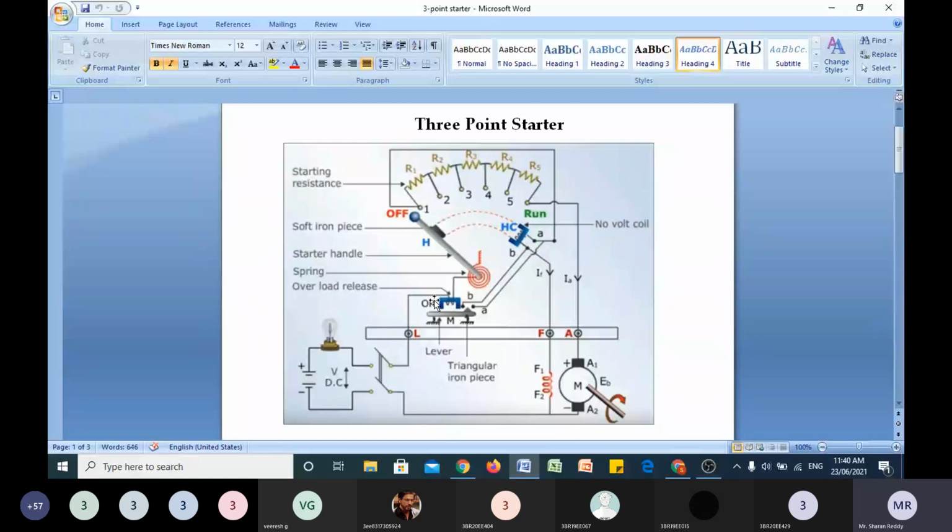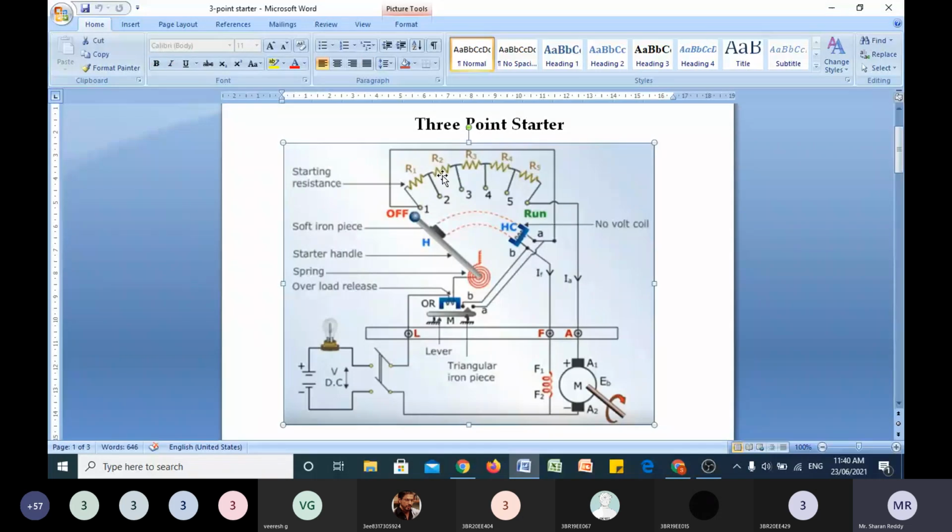Current flows like this only. As the handle is moved here, the current flows directly like this. This much resistance is not included. And when it is here, no resistance is included. Under normal working condition, you can remove the total starter. No need of a starter when it is normal working condition. Why? Even if you remove the starter, it runs safely. Why, under normal working condition?